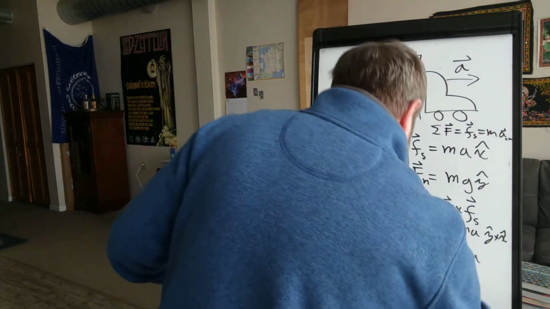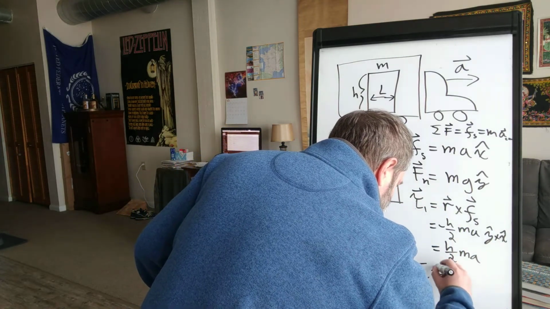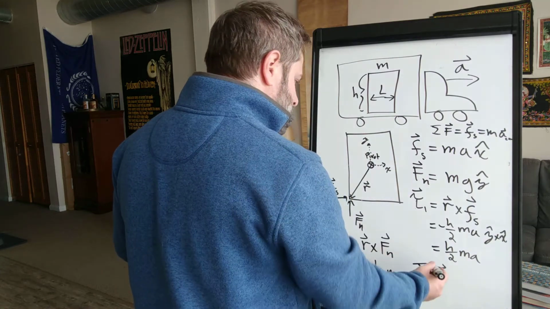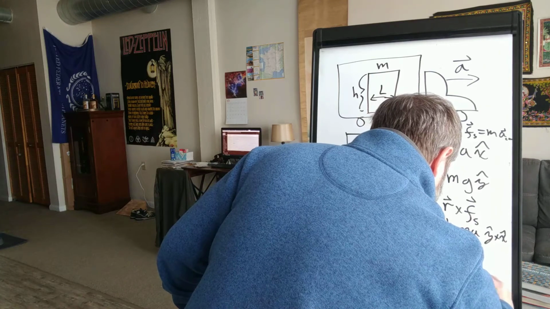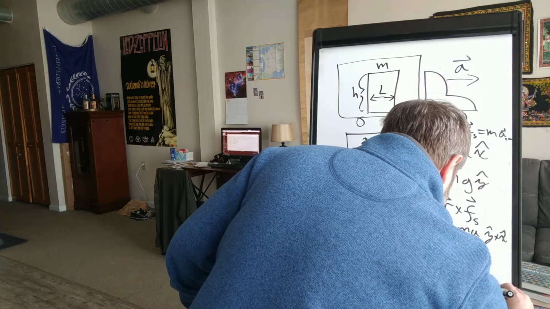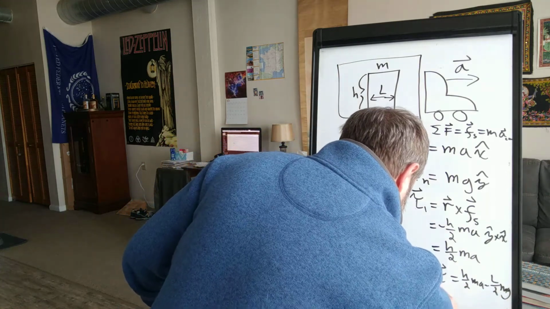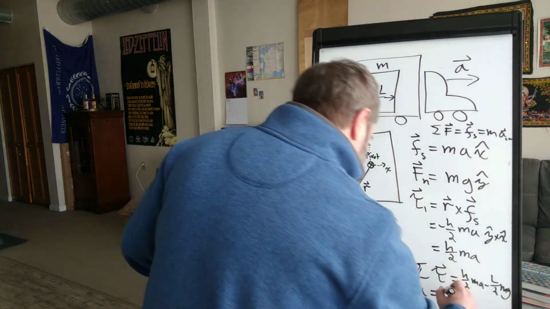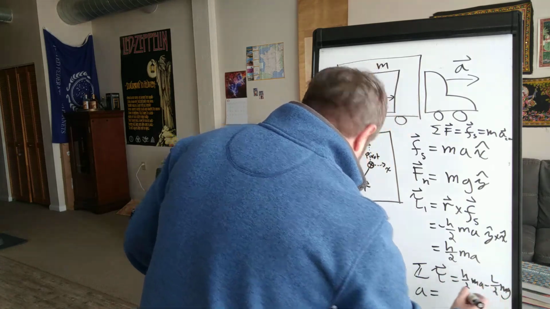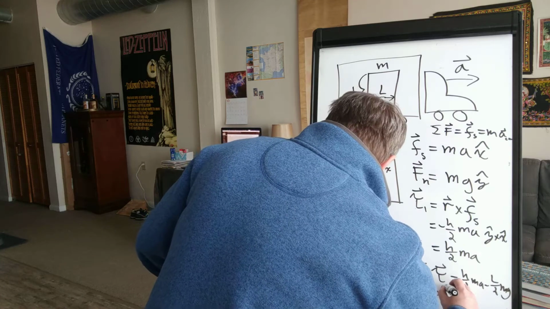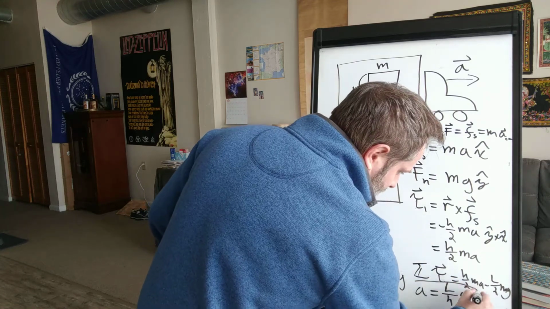So then when we want to add up all the torques, we end up with h over 2 ma minus L over 2 mg. So now we can find the acceleration just by algebraically solving this, because of course this needs to be equal to 0. So we have acceleration equals L over h g.